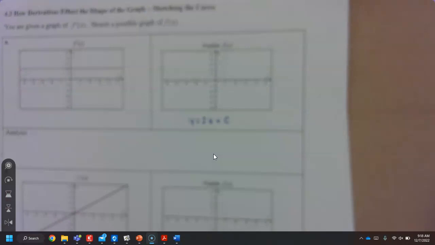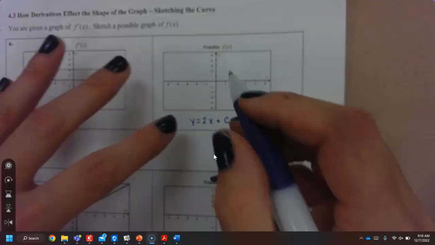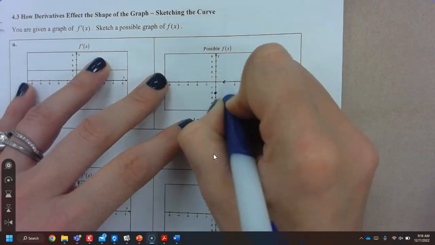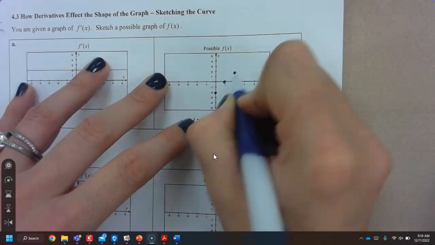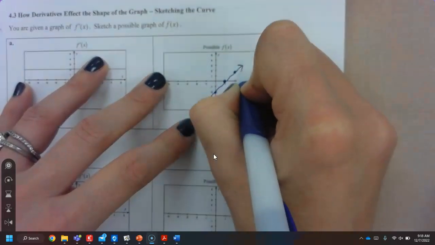So you don't know your y-intercept. So as long as you draw a graph with a slope of 2, it doesn't matter if you go through the origin. It doesn't matter if you go through -2. All that matters is that you follow the slope rule. Make sense?